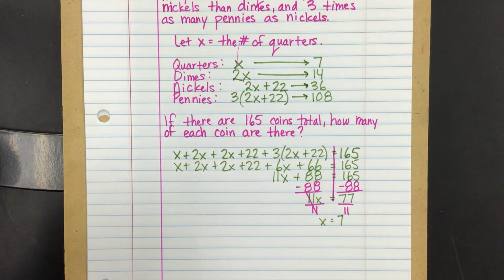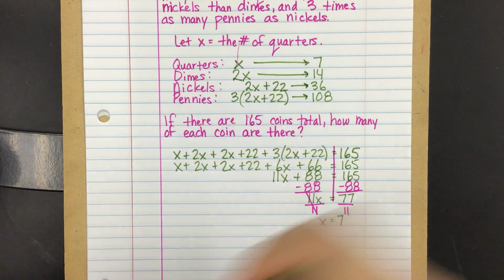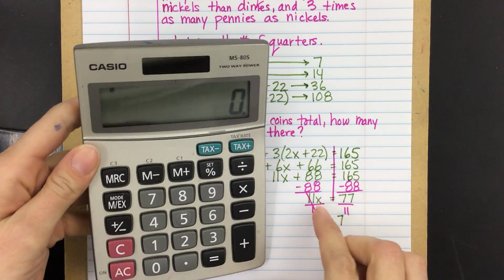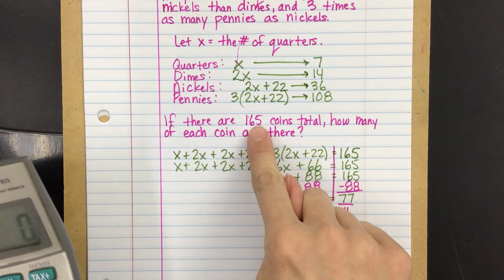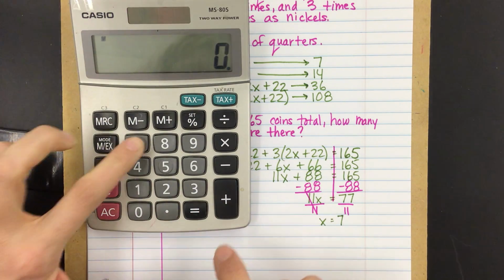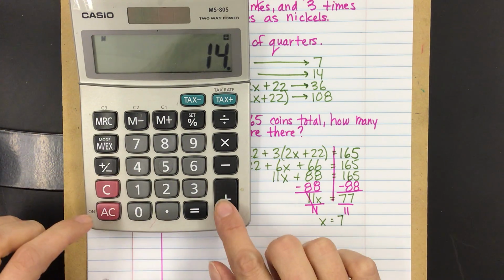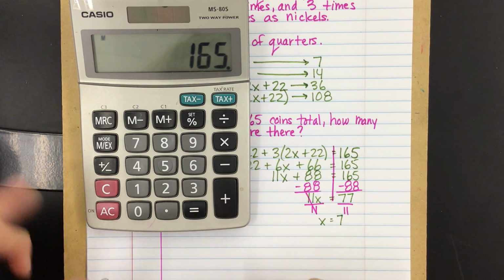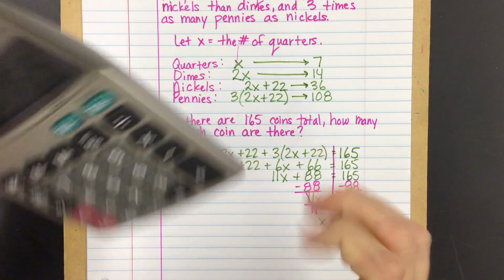Okay, here's what I got. And I'm just gonna do one last quick check. I'm just gonna add up all these coins because we know that the problem says that they add up to 165. So I just wanna make sure that after all that, I did get 165. And I did, I'm good, okay?